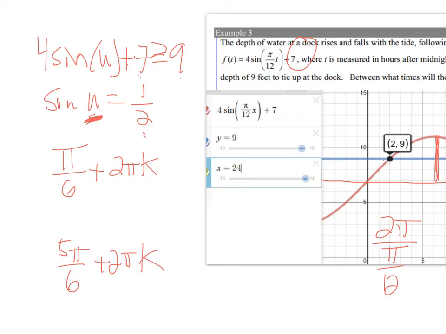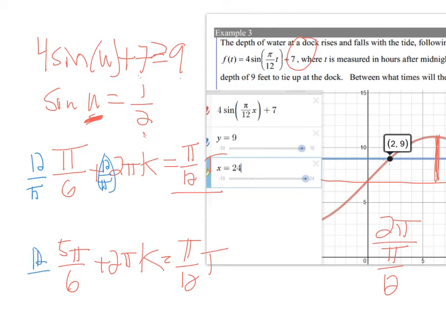So what we can think about is, remember how we did that u substitution? I'm going to have to write it over here. I said that u was equal to pi over 12 t. Well, we're going to divide both sides by pi over 12. So if I'm dividing by pi over 12, I'm going to multiply by 12 over pi. This gets multiplied by 12 over pi. Same thing here.